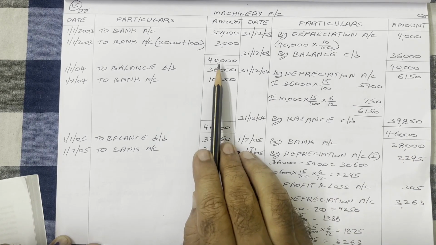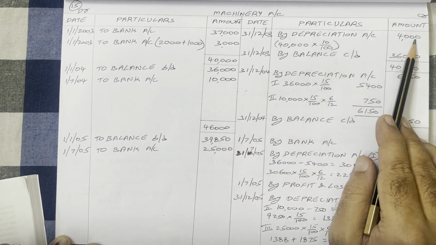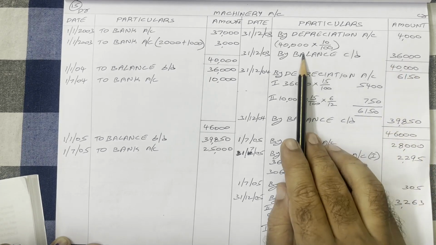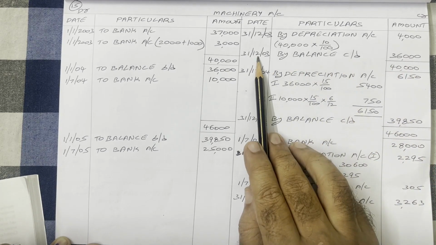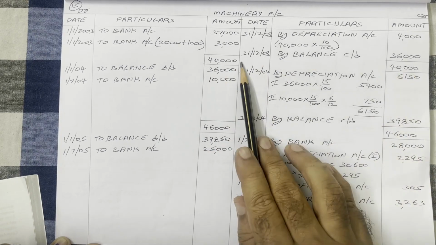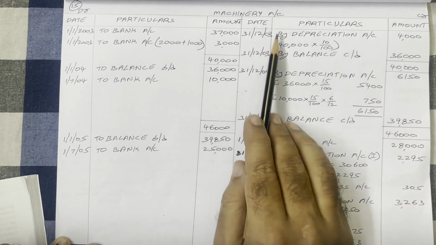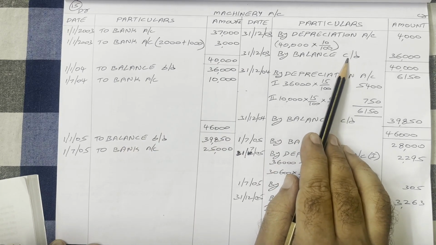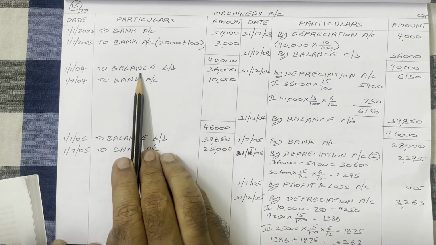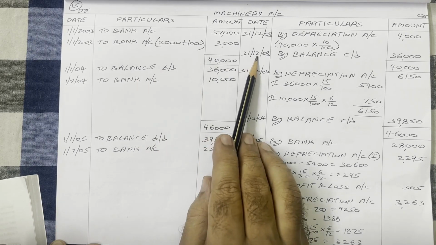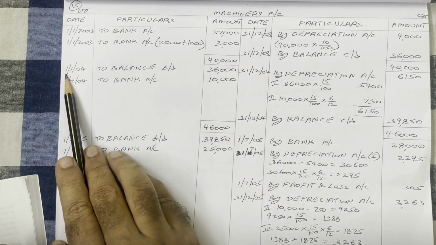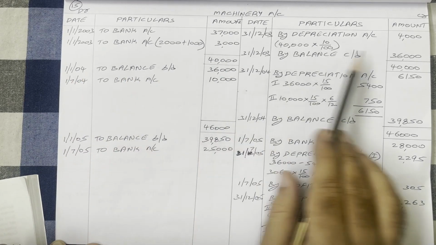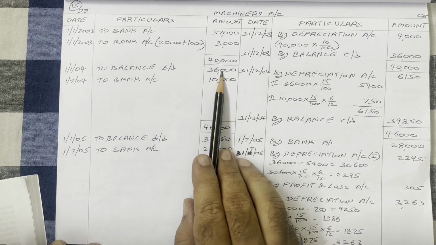Then, debit total 40,000 minus credit amount 4,000 is equal to 36,000, which is the balance carried down on the same day. The two side totals are 40,000 and 40,000. So the first year is completed. Come to the next year. This balance carried down amount we have to bring to the next date. So the next date after 31st December 2003 is 1st January 2004. To balance brought down, this 36,000 rupees on the debit side.